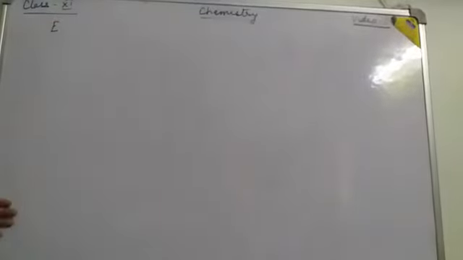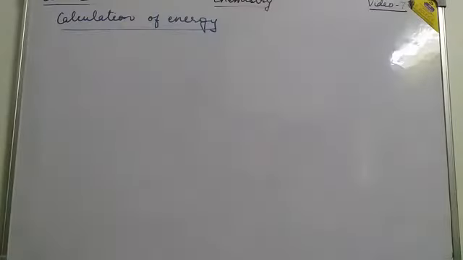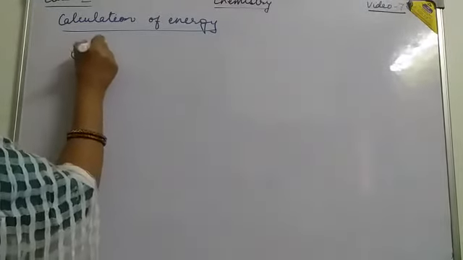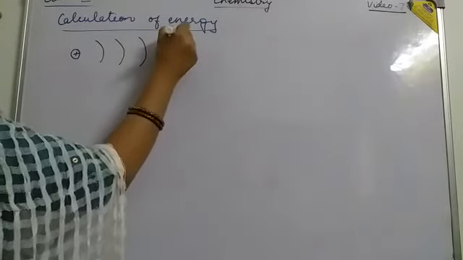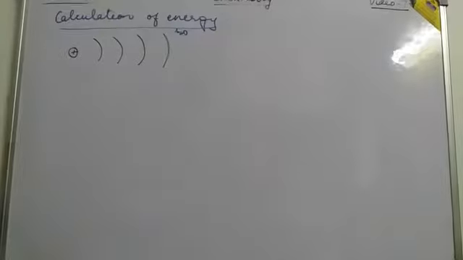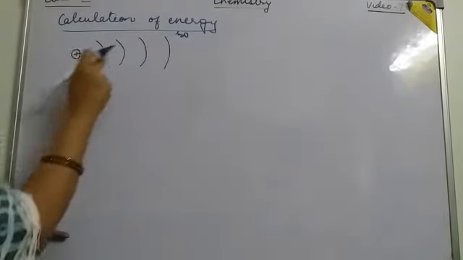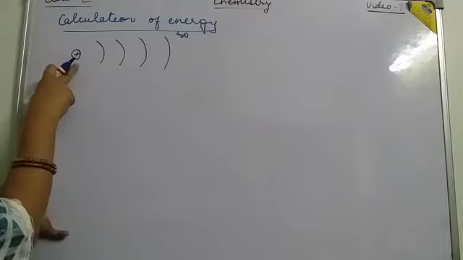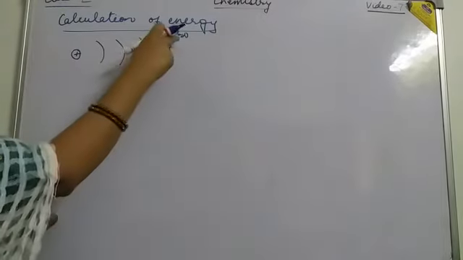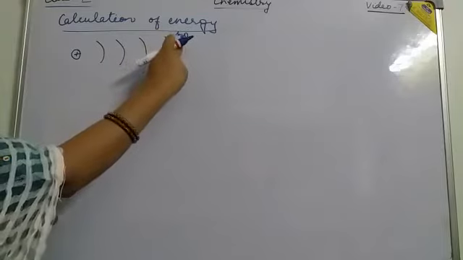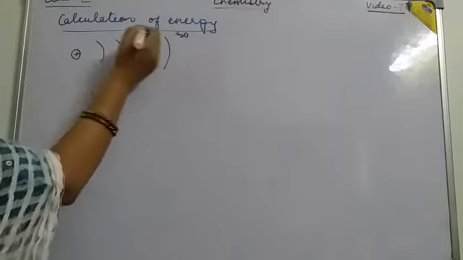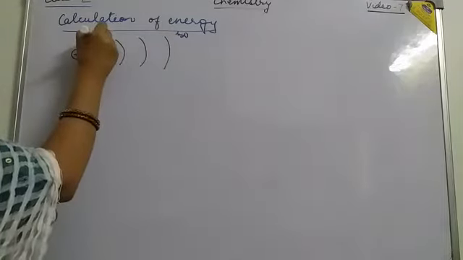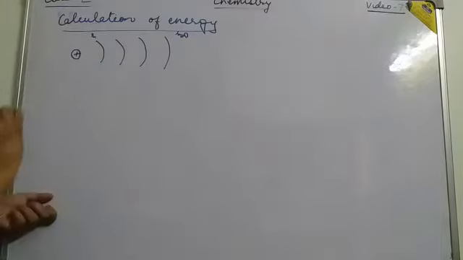Calculation of energy. First consider an electron which is present at infinity. At infinity means R is infinity. The radius is away from the nucleus, so the electrostatic force of attraction here at R infinity is 0. And to bring the electron from infinity to R, we do some work.